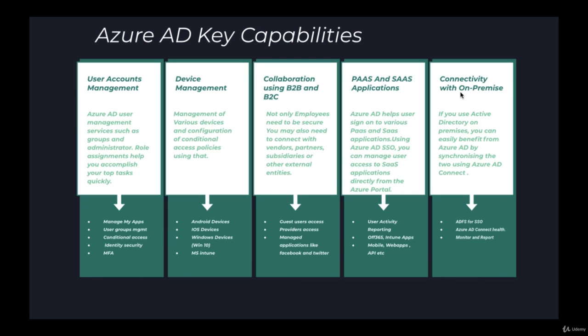And the last feature is connectivity with on-premise. Most organizations today use a hybrid environment, or hybrid AD, where they use both the on-premise AD as well as the Active Directory in the cloud. In that case, you can sync users from on-premise to the cloud and provide users the capability to access the applications in the cloud.